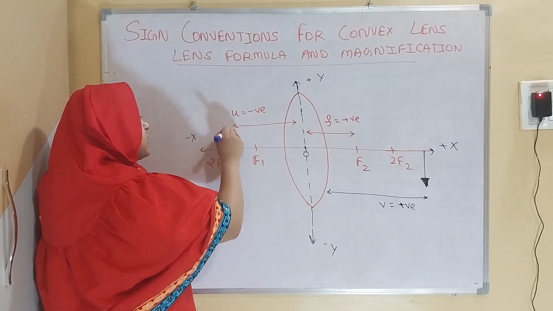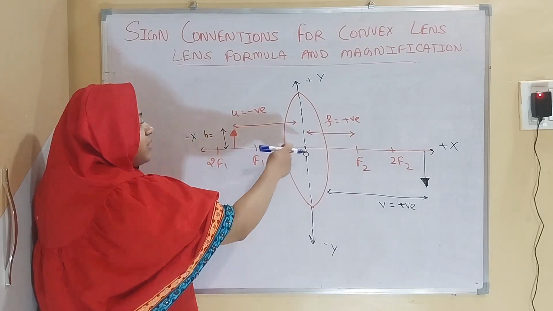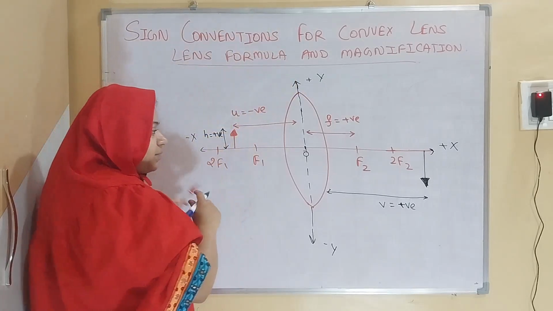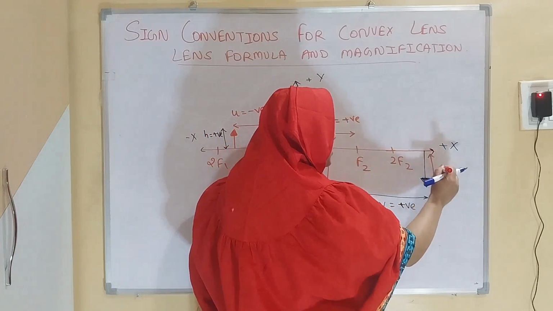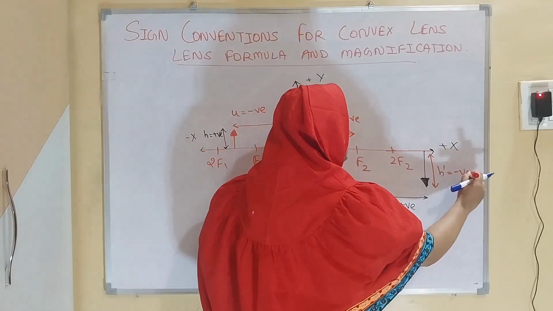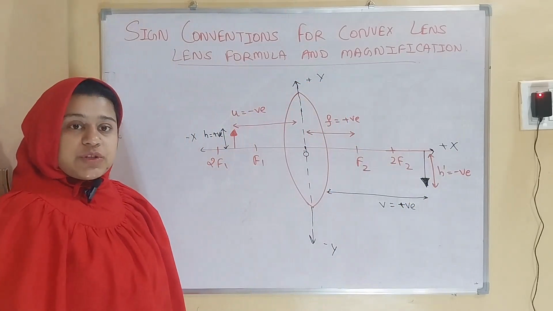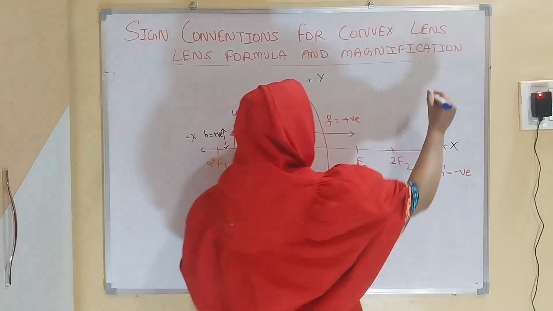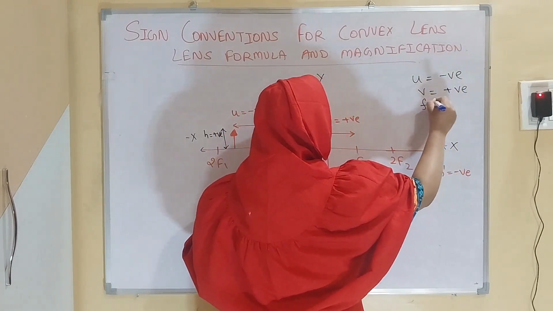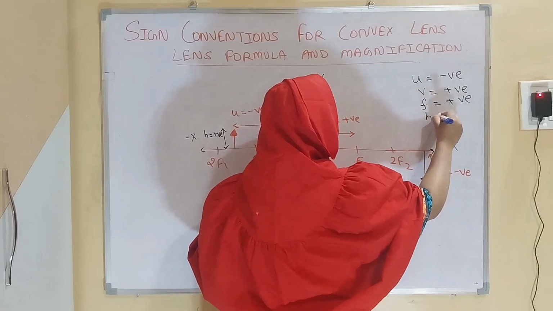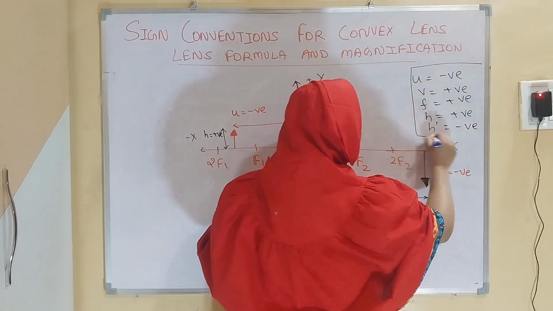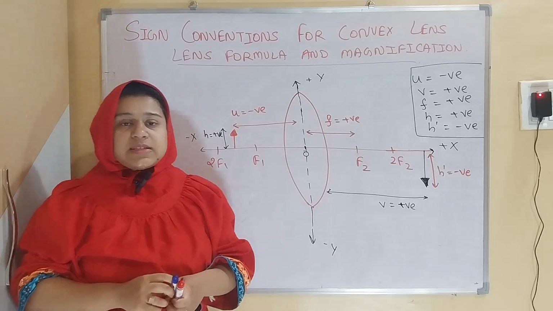Height of the object h, where is the object? Towards the positive y-axis. So height of object is positive. And height of image h dash is towards the negative axis. So height of image is negative. So these are the sign conventions for the convex lens. Let us summarize. u is negative, v is positive, f is positive, height of object is positive and height of image is negative.